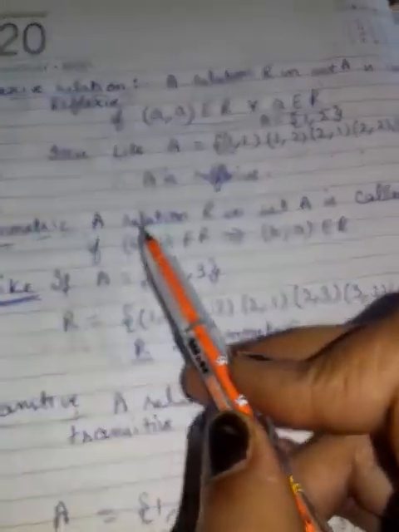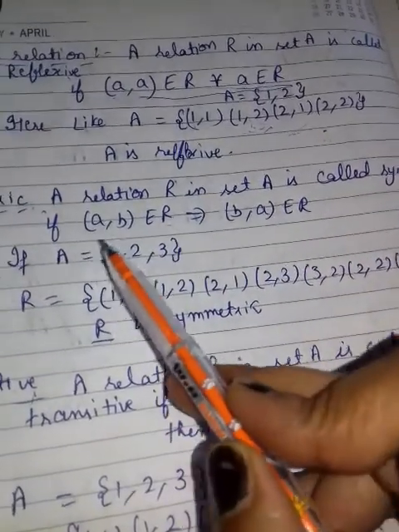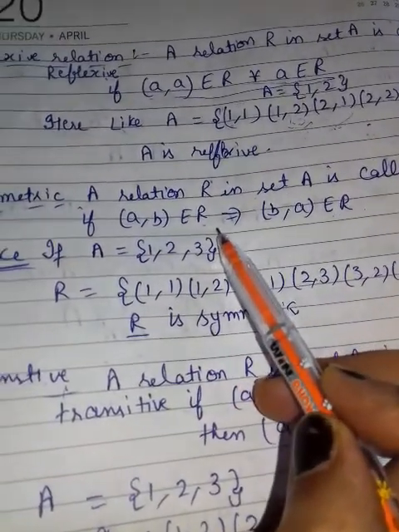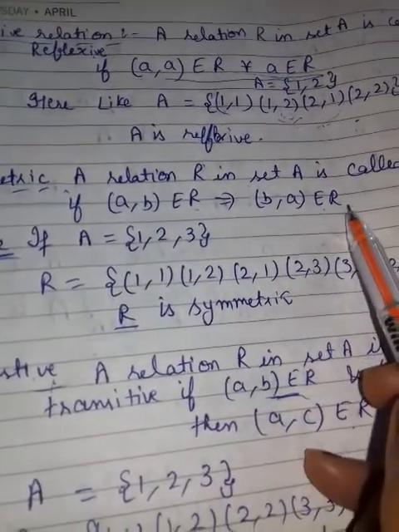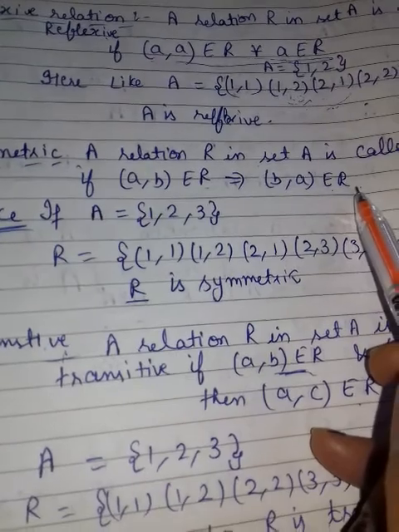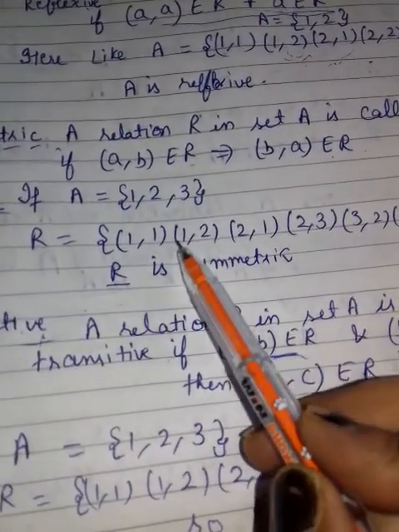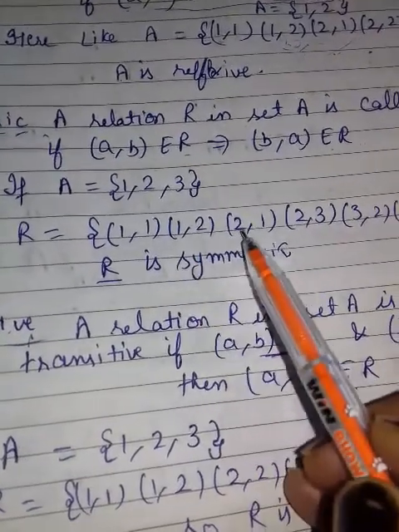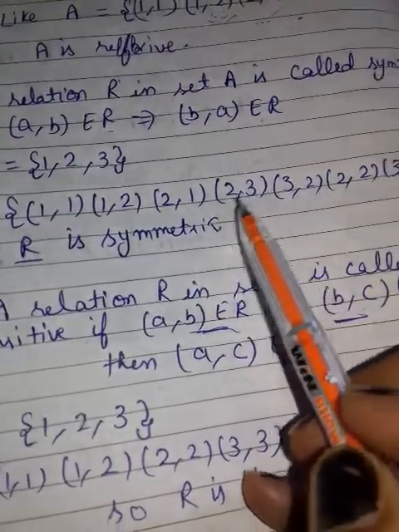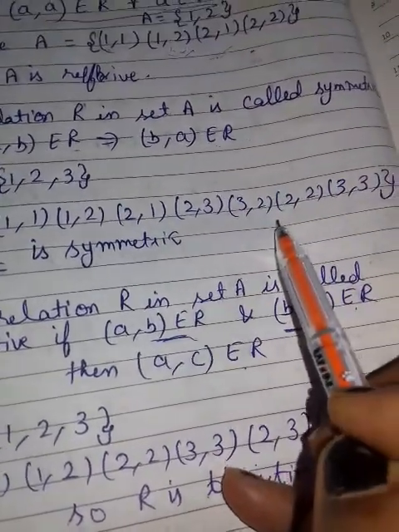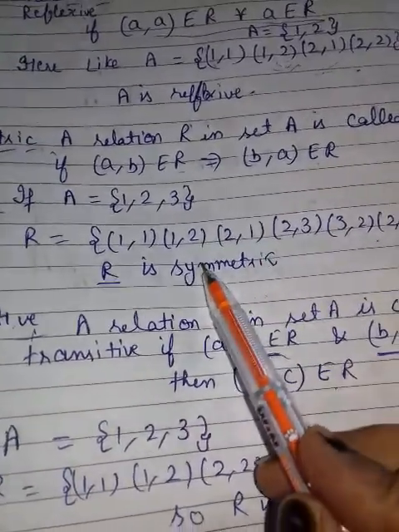Second is symmetric. A relation R on set A is called symmetric if (a, b) is in your relation, then its converse (b, a) will also be there. Any other element doesn't matter to us. Suppose this is here: (1,1), (1,1), no problem. (1,2), and it must have (2,1). Yes, it is here. (2,3), then you must have (3,2). (2,2), (2,2) doesn't matter. (3,3). So it is symmetric because every element has its converse.